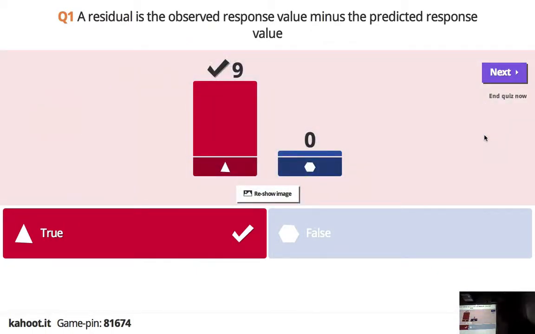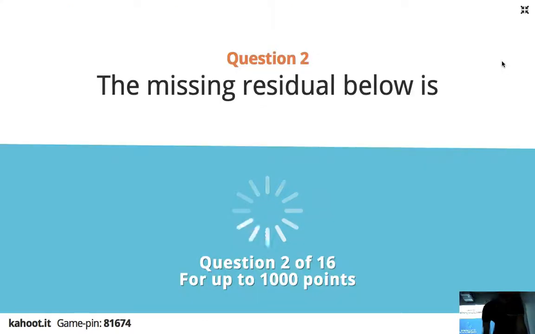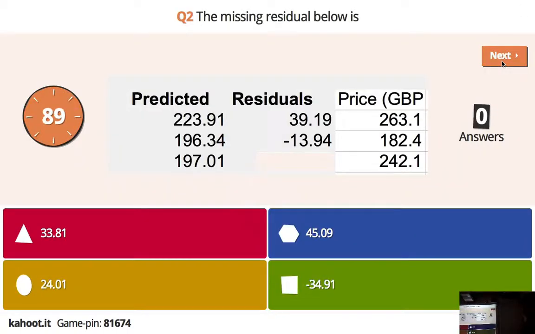Very good. So actually we look at the observed response and then we deduct the predicted response in order to calculate the residual. I'm impressed. You have plenty of time to calculate.